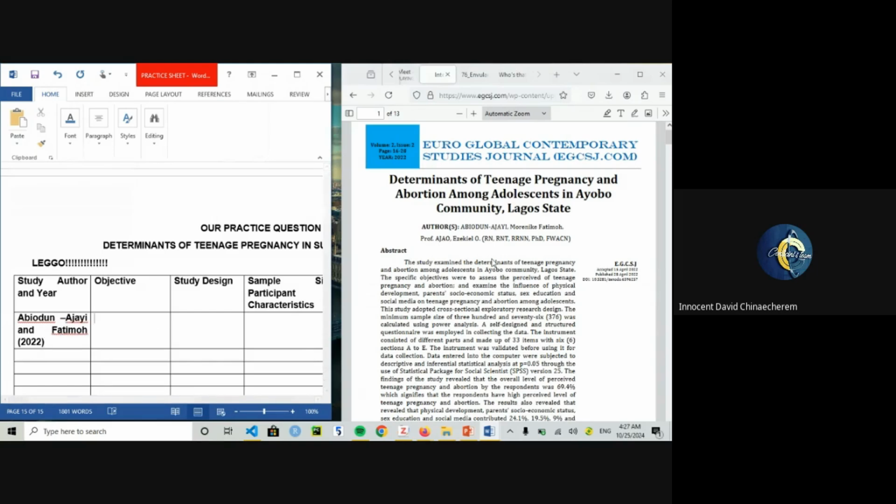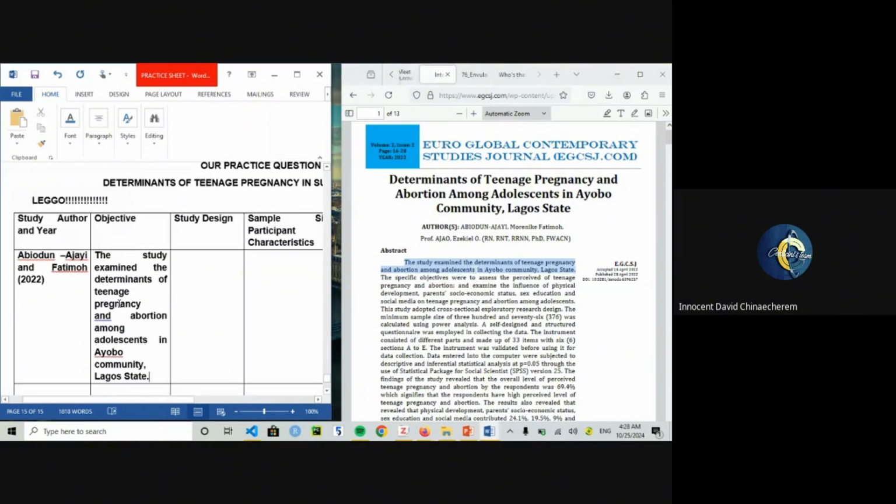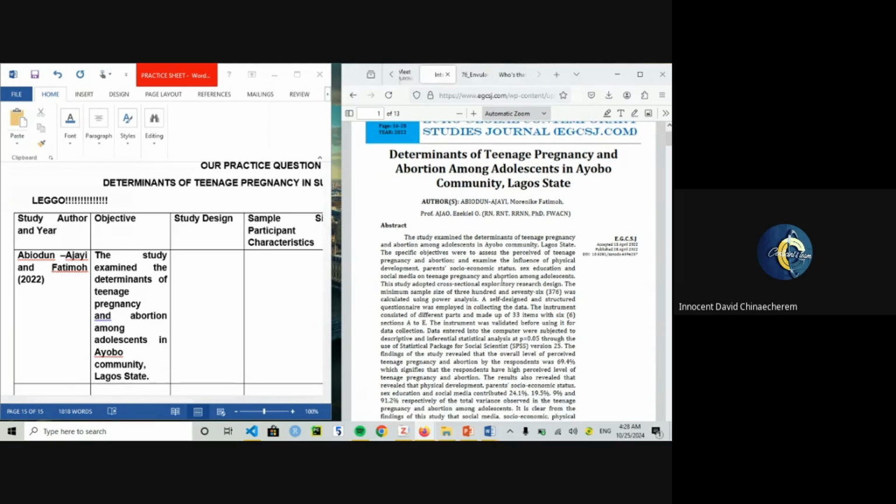Now the objective of this study is here. This is clearly this. Study examined this. So I'm going to just quickly copy that and put it there. Okay. Now in terms of design, we need to read this article. It was clearly stated here that the study used the cross-sectional exploratory design. So we're going to extract that and put that in. So these are the relevant information that we're extracting into our data extraction form.